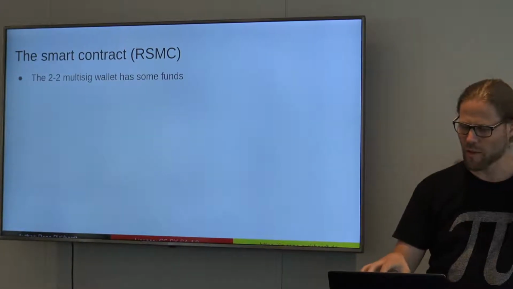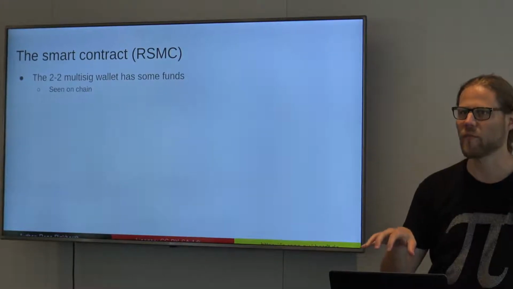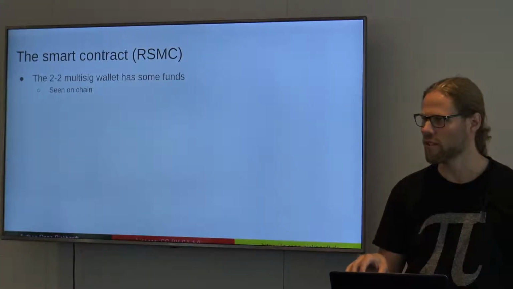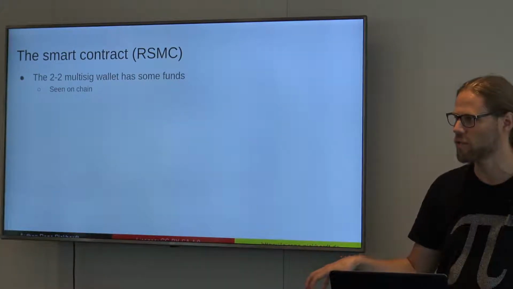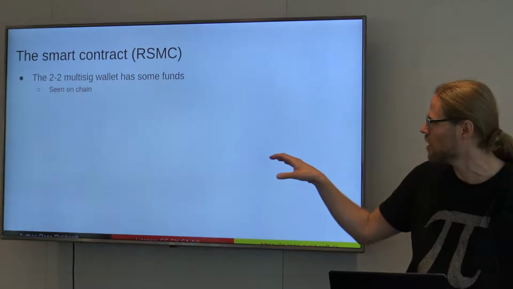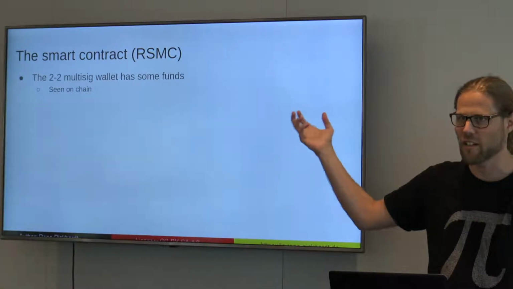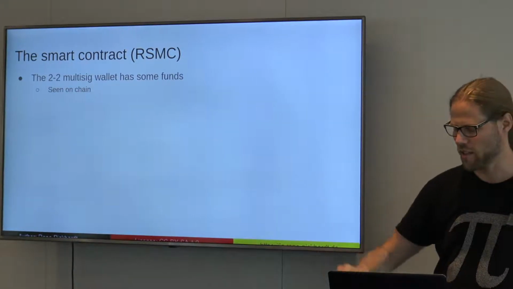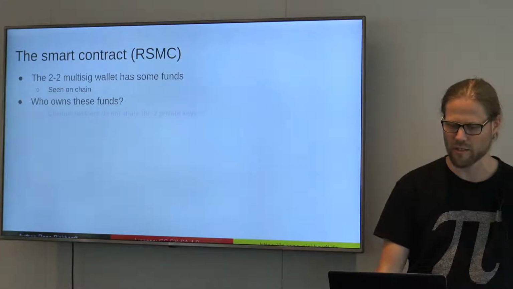So we start with a 2 out of 2 multisig wallet that has some funds. And this is something that we definitely see on chain, right? We discussed privacy before, where we talked about what we see on chain and what we do not see on chain. This is something we see on chain. We don't necessarily know that this is a Lightning funding transaction or a wallet that is backing this channel, but we see it on chain. The question to us is who owns these funds?